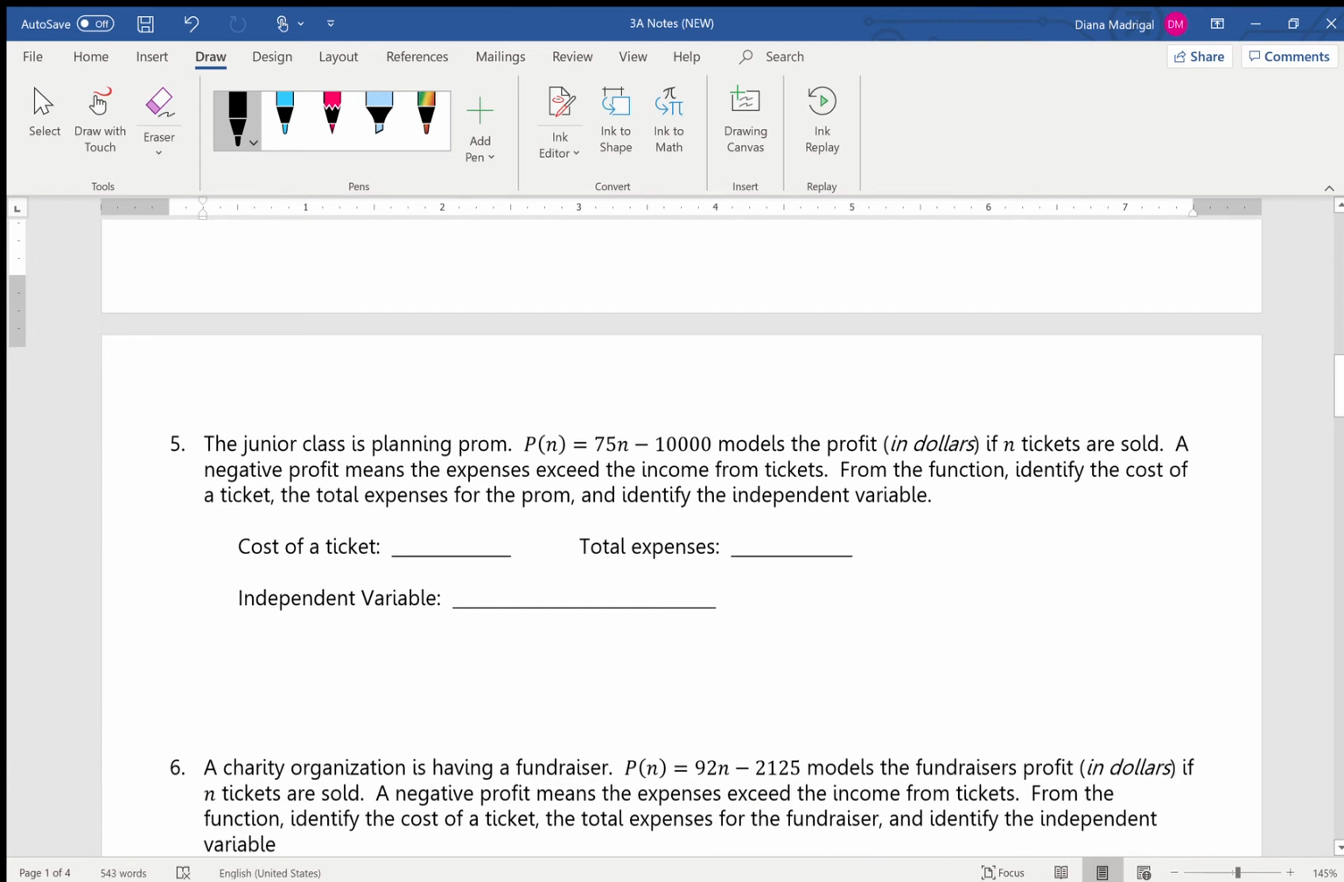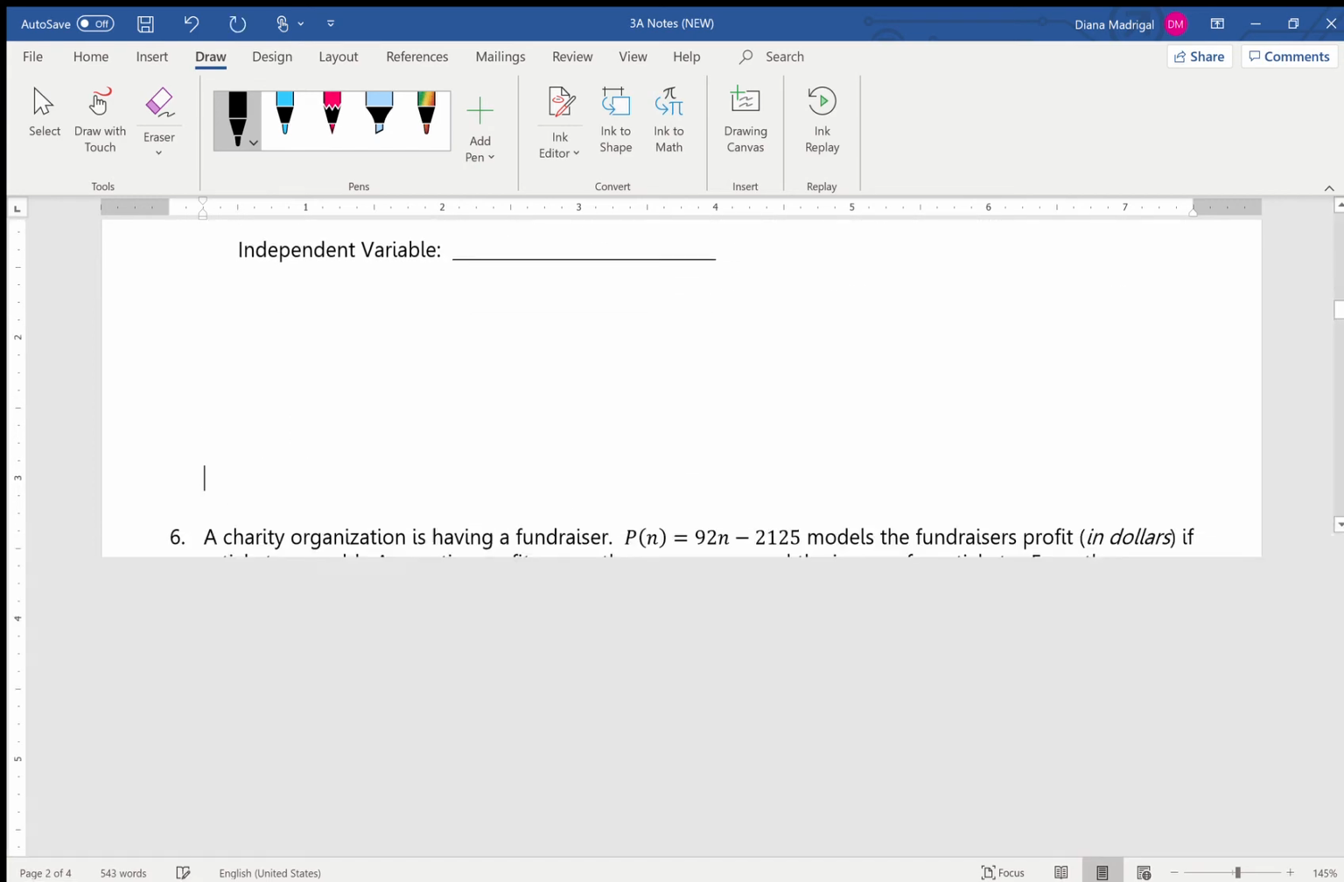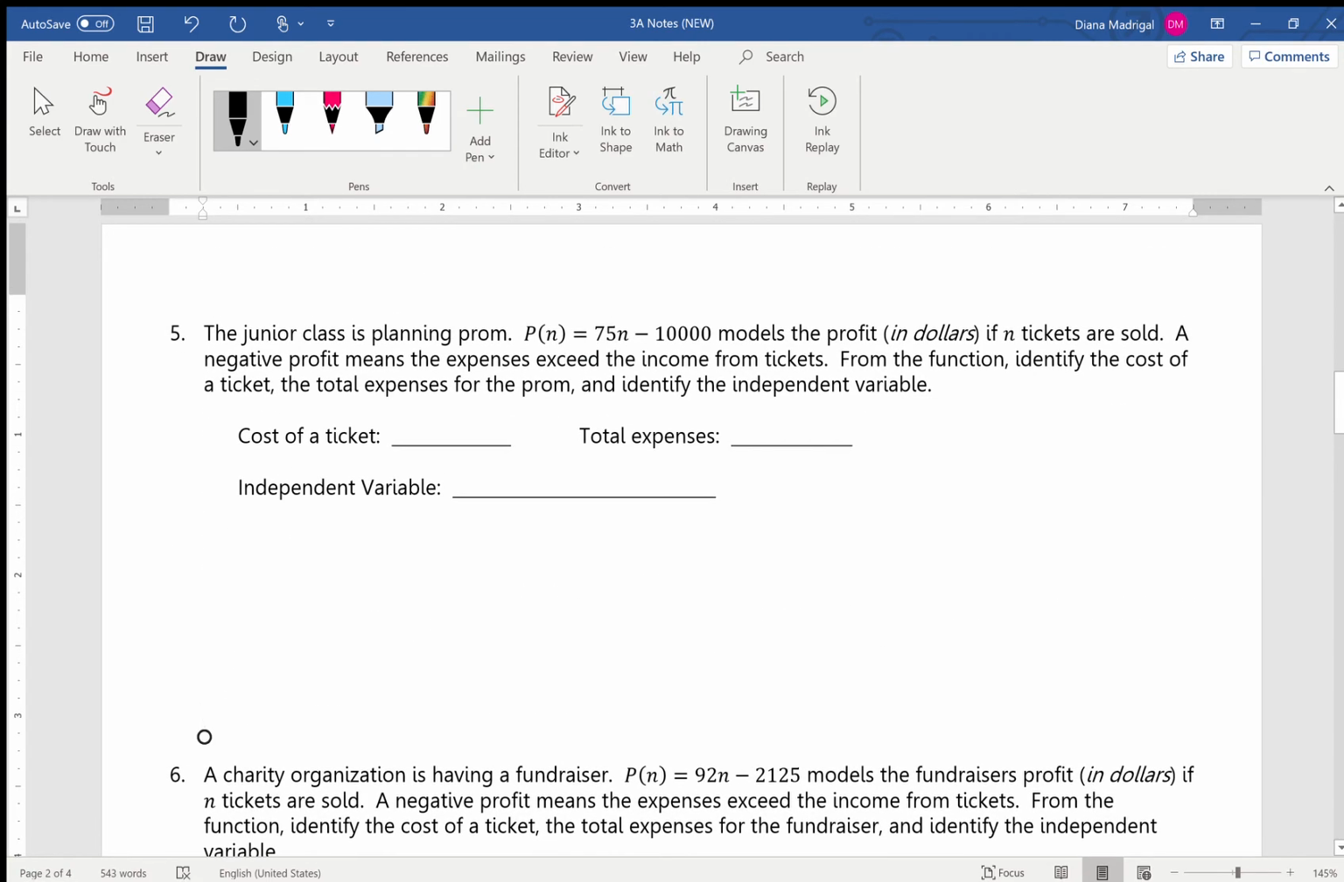Moving on to question number 5. All right, number 5 says, let me give myself some space because I'm going to need it. It says a junior class is planning prom. P of n equals 75n minus 10,000 models the profits in dollars if n tickets are sold. A negative profit means the expenses exceed the income from tickets. From the function, identify the cost of a ticket, the cost of expenses for the prom, and identify the independent variable. All right, a few things I want to talk about is that expenses.